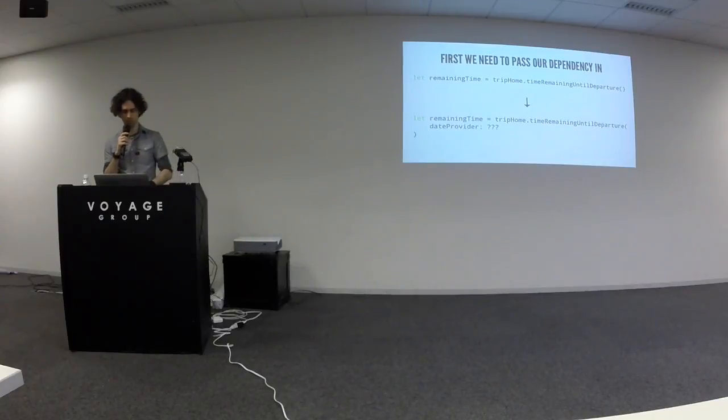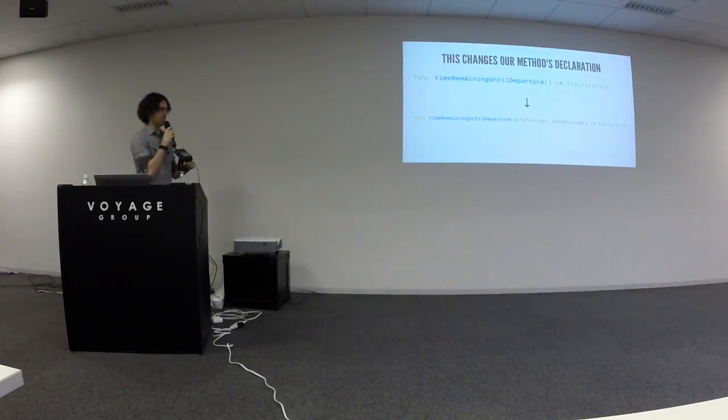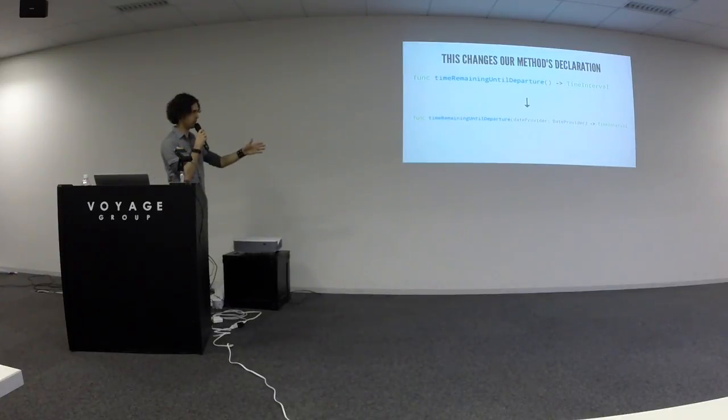So our date provider needs to get passed into our method, because that's where we're going to use it to get that value. This changes the method declaration, right? Originally we didn't take any arguments in and we returned a time interval. Now we're going to take a date provider in and return that time interval. So this is a slight change to our definition. And this means we need to define what a date provider is in this case.